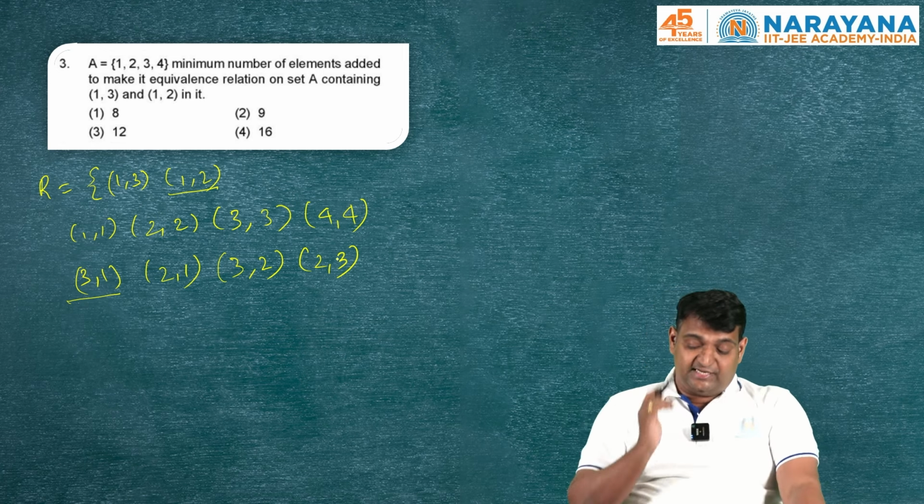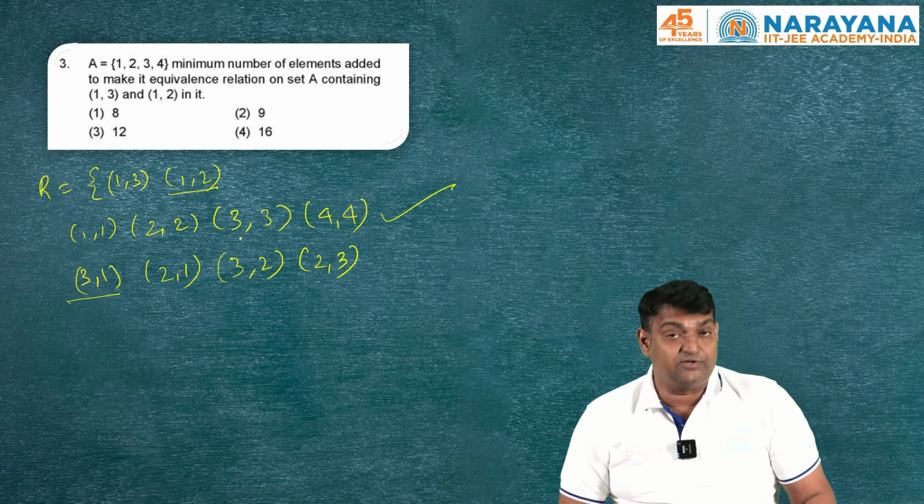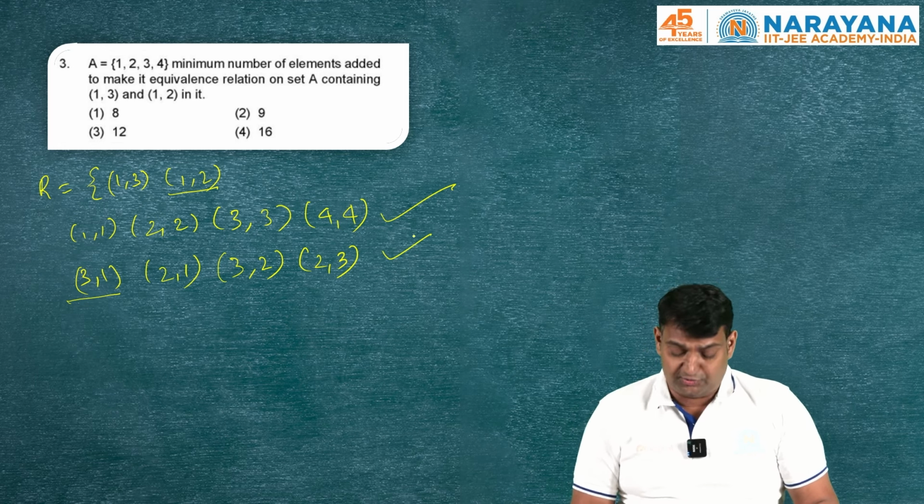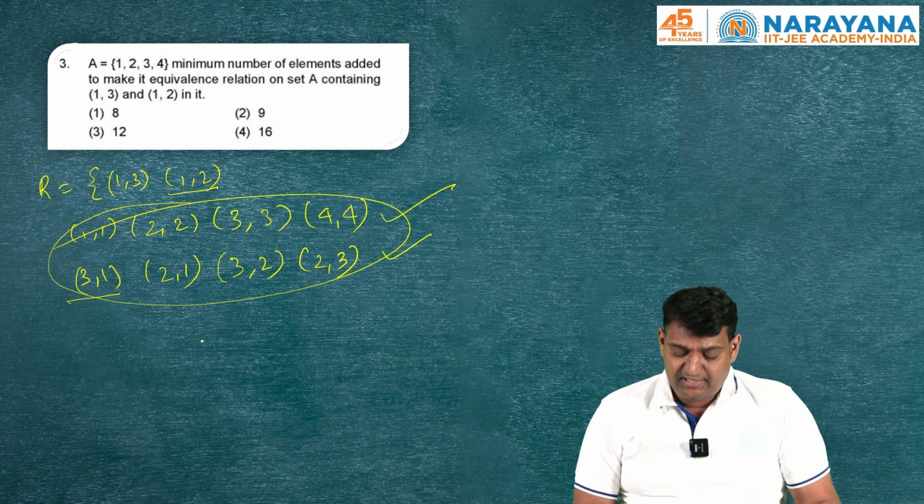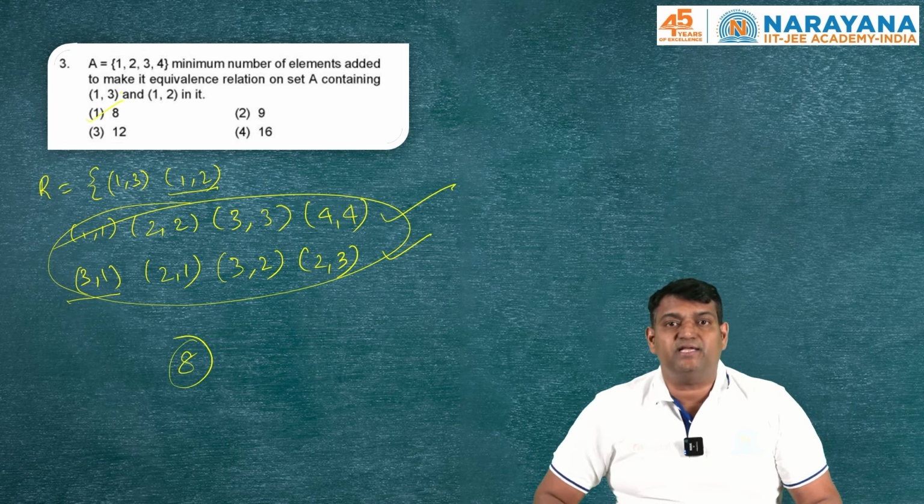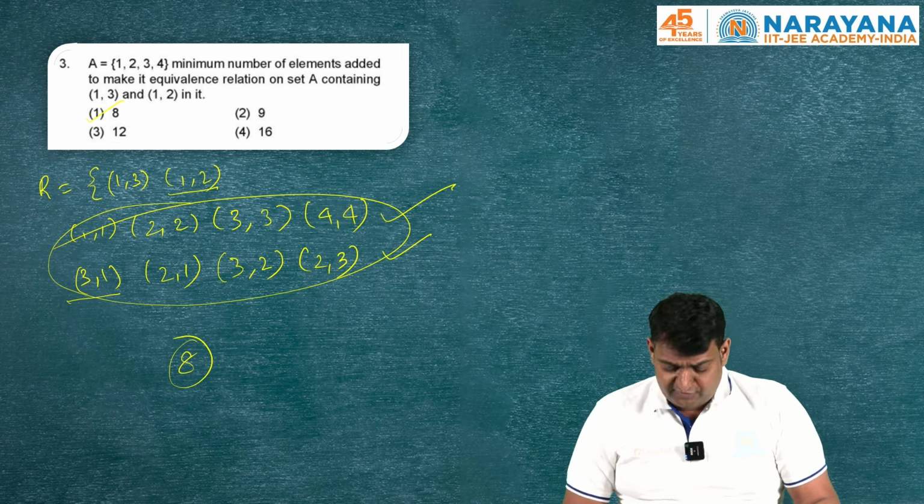Now you can just check, it is reflexive. Every element, if you interchange, you can find the other, so it is symmetric, and you can check the transitivity also. So how many elements had we added? 8 elements. So minimum how many elements are required to make it an equivalence relation? 8 elements are enough.